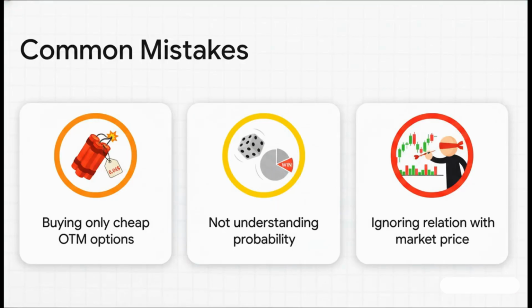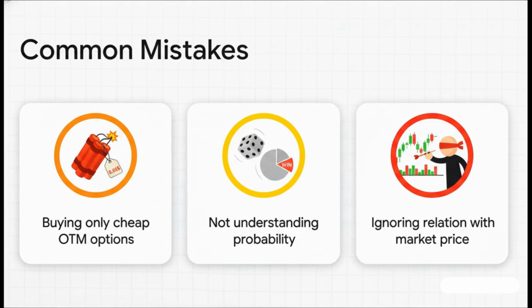All right, now that you know the rules, we need to have a real talk about the traps. These are the top 3 beginner mistakes I see constantly, and they will drain your account fast. Mistake number 1, exclusively buying cheap OTM options just because they feel like a bargain. Mistake number 2 goes right along with that, totally ignoring probability. Those OTM options are cheap for a very good reason. The mathematical odds of them actually becoming profitable before expiry are super low. And mistake number 3, forgetting to check the relationship with the current market price altogether. You literally have to keep comparing your strike to the market, or else you're just flying blind.